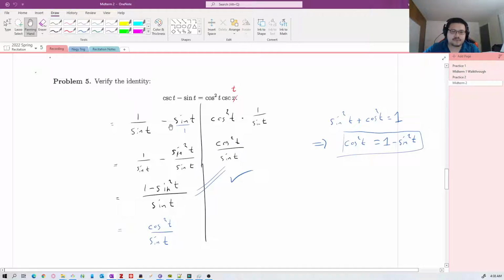And the reason I think that this is the more standard way of doing it is because for me, I look at cosecant and I don't like cosecant.